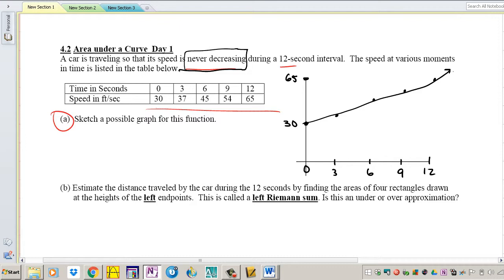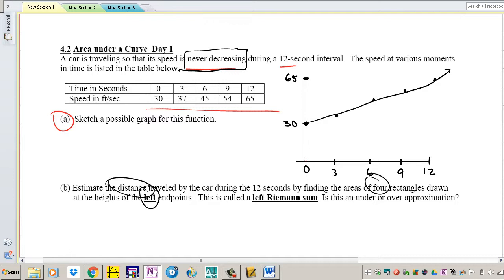Okay. Letter B, estimate the distance traveled by the car during the 12 seconds by finding the areas of 4 rectangles drawn at the heights of the left endpoints. This is called left Riemann sum. So how do we draw the 4 rectangles using left Riemann sum?